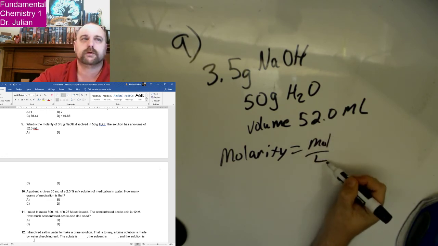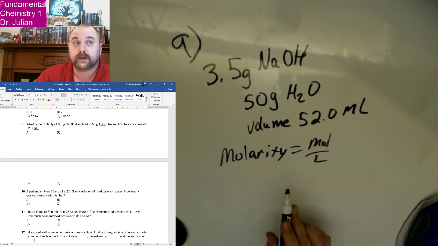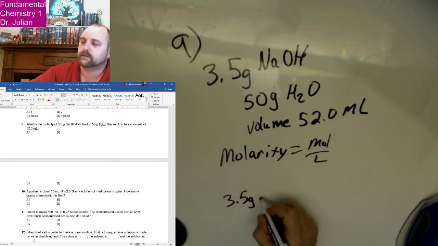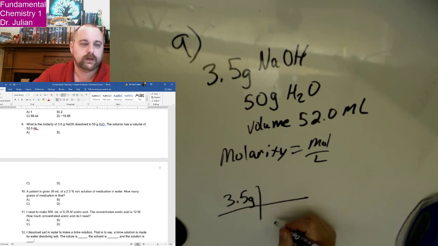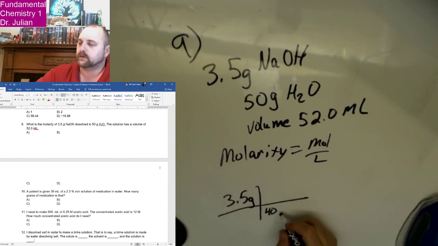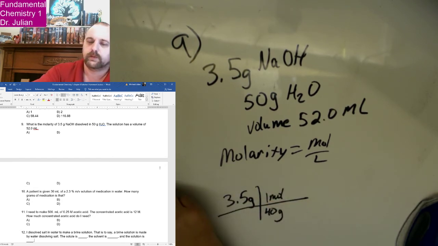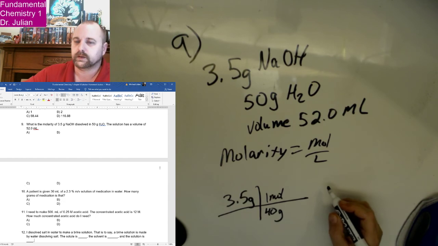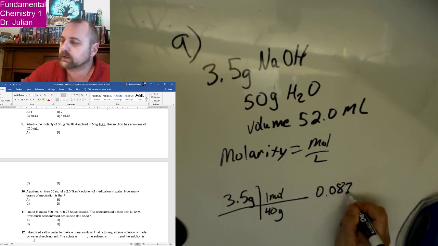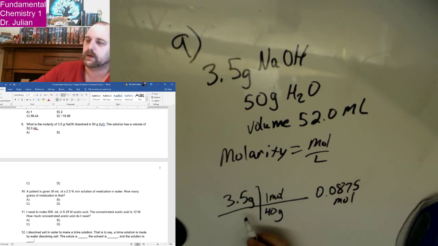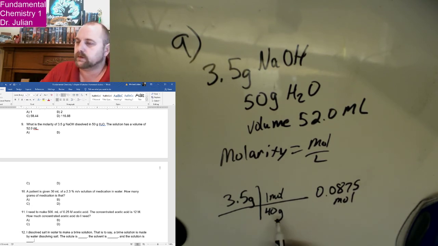Moles over liters. Molarity is moles of solute over liter of solution. They're sneaky. So I'm going to take 3.5 grams of NaOH. 23 plus 1 plus 16 would be 40, so we'll call that 40 grams to 1 mole. 3.5 divided by 40 would be 0.0875 moles, with some rounding.